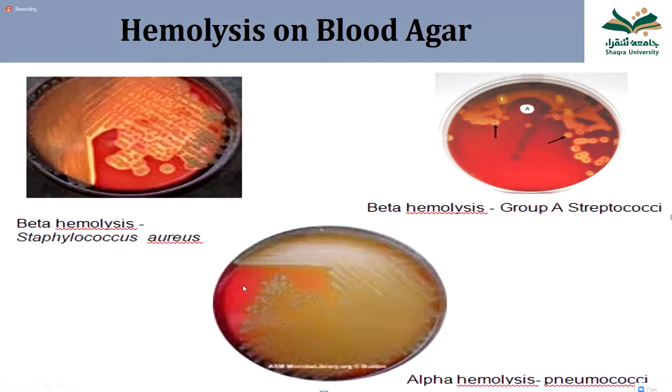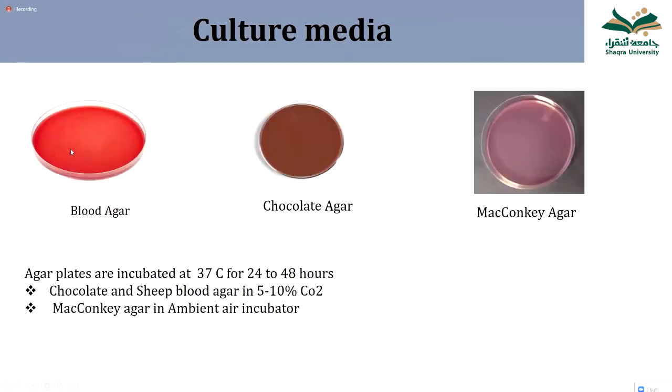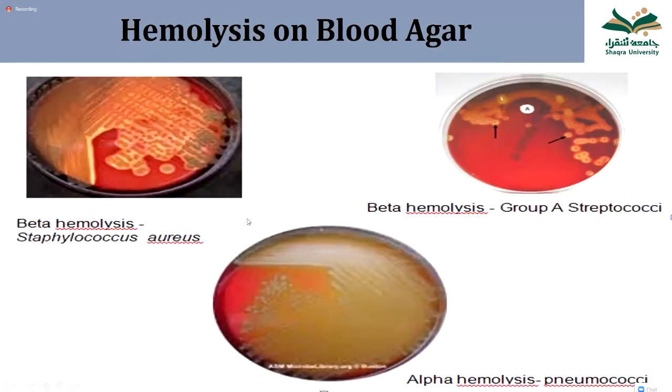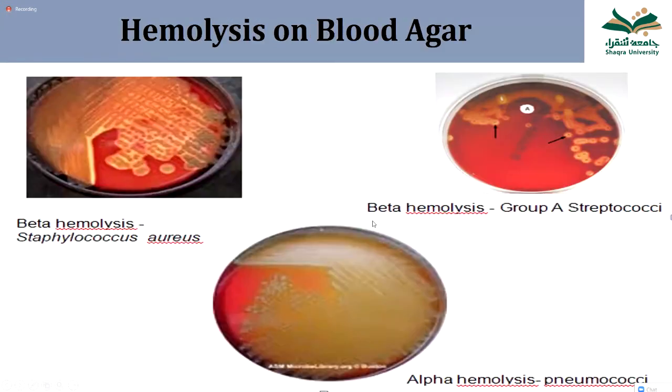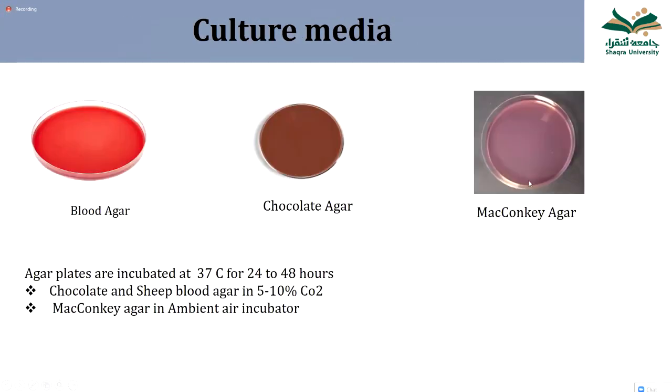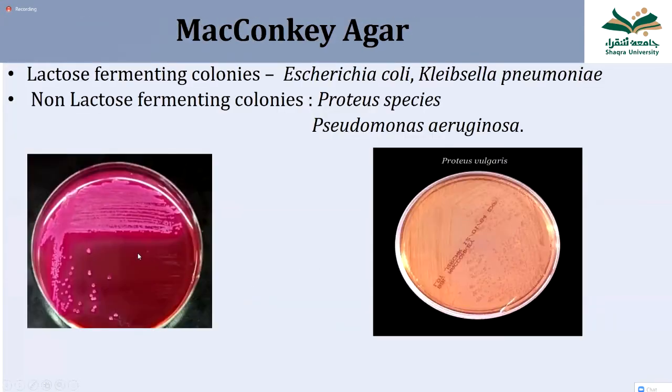This is blood agar, this is blood agar, this is blood agar. So that is why hemolysis. On blood agar, there are two types of hemolysis, beta or alpha. The third thing is known as gamma, but it is no hemolysis. But if you say hemolysis on McConkey agar, it is totally wrong. So this is McConkey agar.